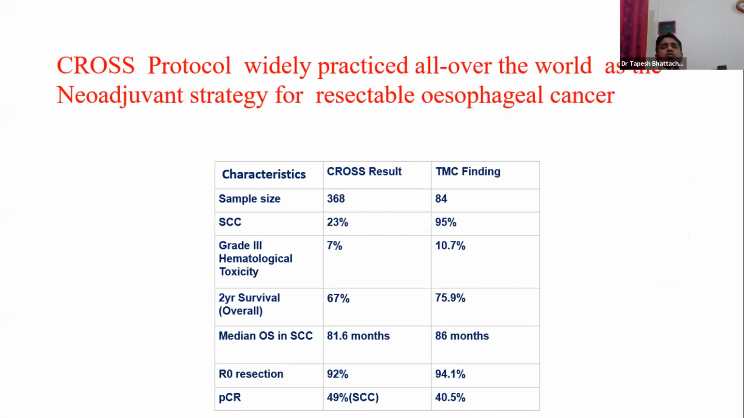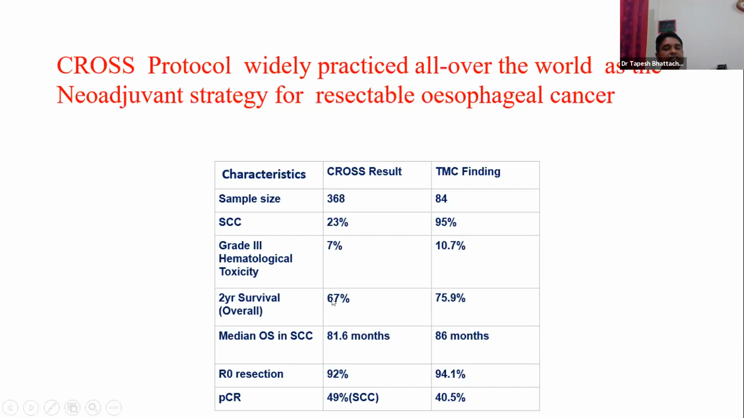The CROSS protocol is widely practiced all over the world as the neoadjuvant strategy for resectable esophageal cancer, and we have done our analysis in our institute also, because CROSS came in 2012. After that, we also started following the CROSS protocol in our institution. This is the result. In squamous cell carcinoma, in CROSS it was only 23%, but 95% of our cases were squamous cell carcinoma. Grade 3 toxicity was 7% versus 10.7% in our institute.